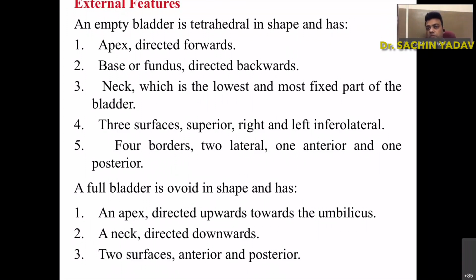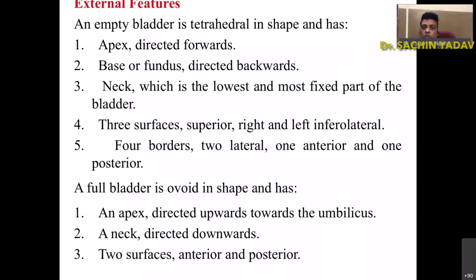There are four borders. Two lateral borders between the superior and each infralateral surface, one anterior between the infralateral surfaces, and one posterior between the superior and the posterior surface. That is the base of the urinary bladder.